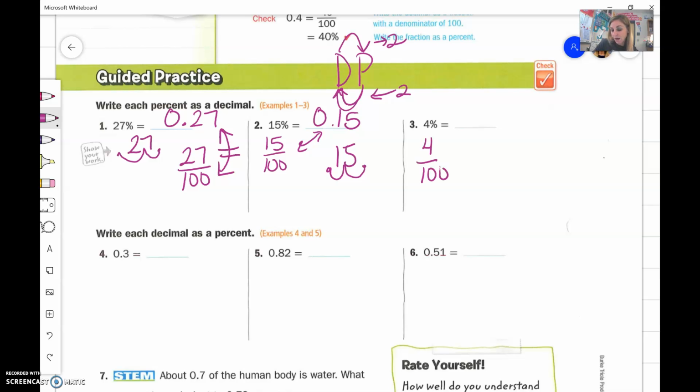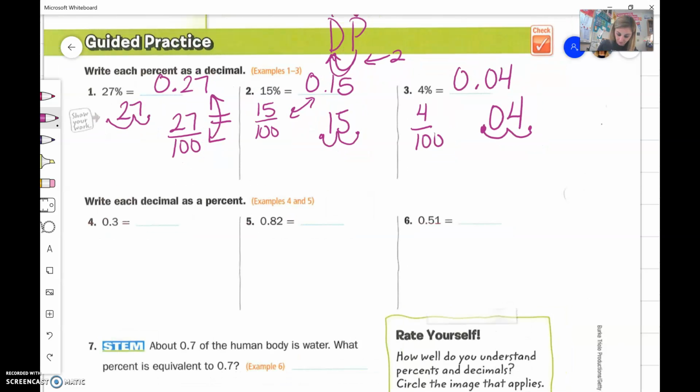4% is 4 out of 100, so 4 hundredths. I have 4 here, my decimal's at the end. I'm going to move it 2 places to the left, 1, 2, annex a 0, and I get 0 and 4 hundredths. All right, we're going to do these last 3.